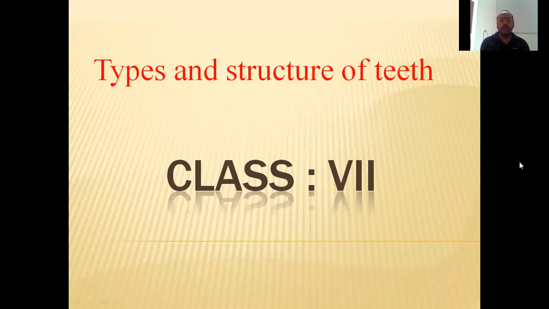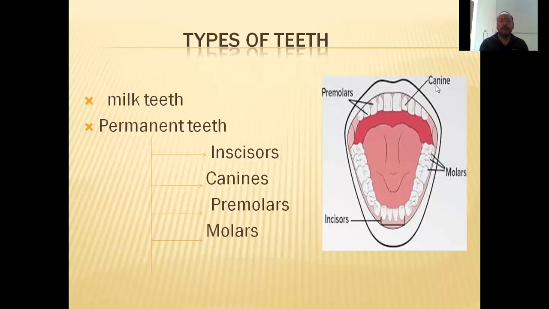Good morning, everyone. Today I am here with you all to explain the types and structure of teeth for class 7, chapter number 2, that is nutrition in animals. So first of all, types of teeth. In human beings, there are two types of teeth. First, a set of 20 teeth appears by the age of 2 years. These are known as milk teeth.